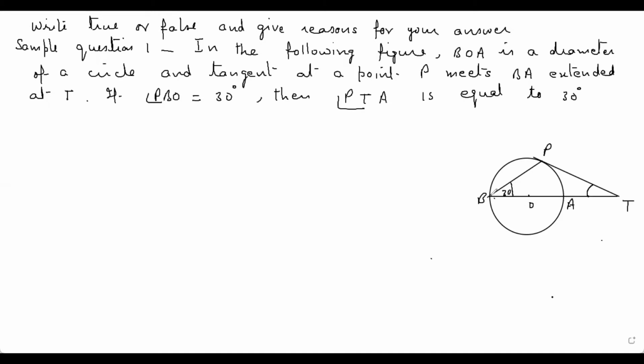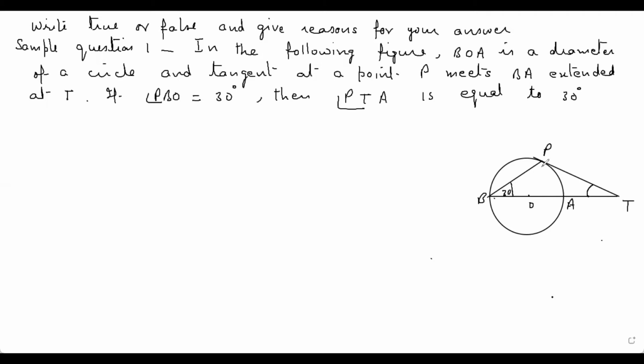Now what is given here? BOA is a diameter of a circle and PT is tangent at the point P. If I extend this diameter to the point T, then this tangent meets this extended diameter at the point T. This angle PBO is given 30 degree. And he says then PTA is 30 degree. I am to prove whether this is true or false.